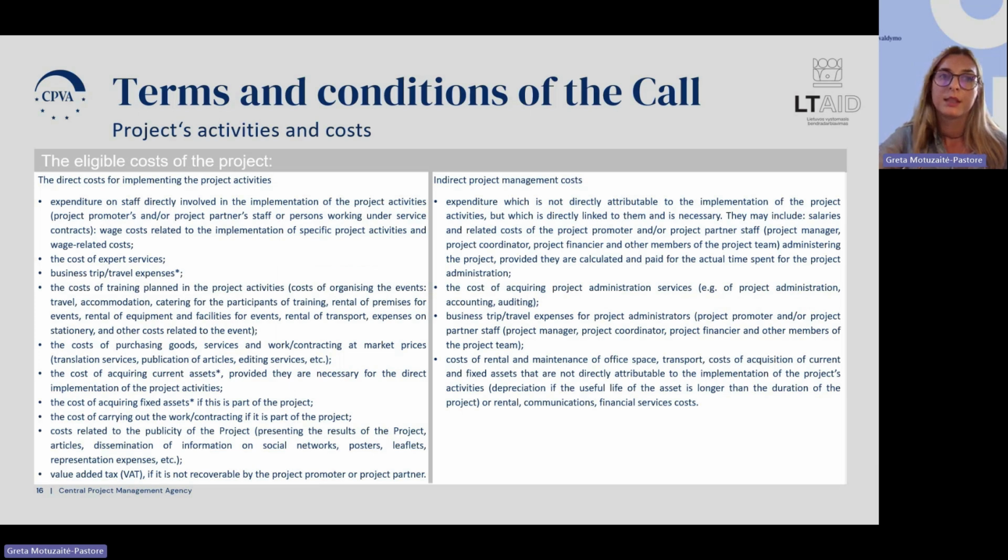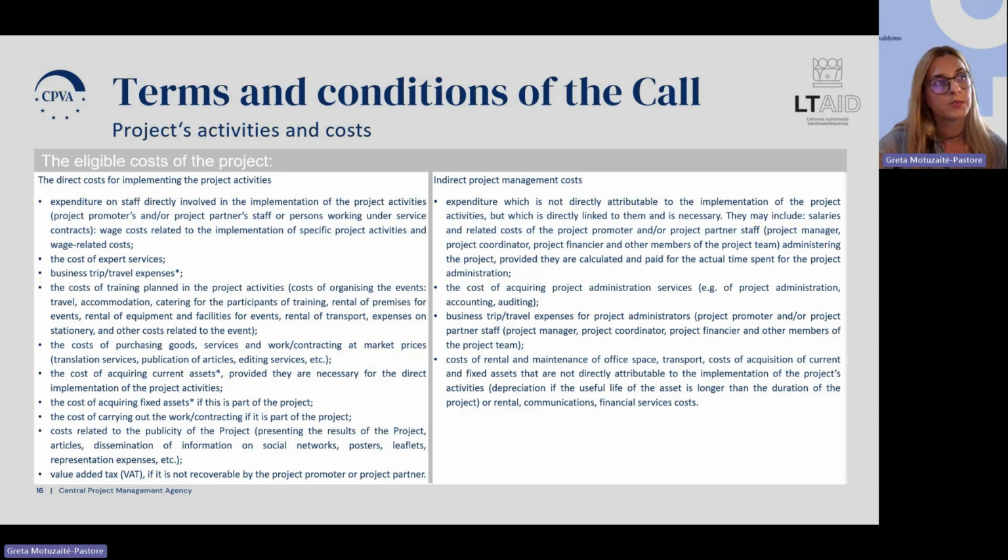Here we can see the eligible costs of the project. I will not read all of them. I am leaving them here. Of course, they are in the terms and conditions. What I could say is that the eligible costs of the project, as you will see or saw in the estimate form also, are planned for direct costs for implementing the project activities, or indirect project management costs.